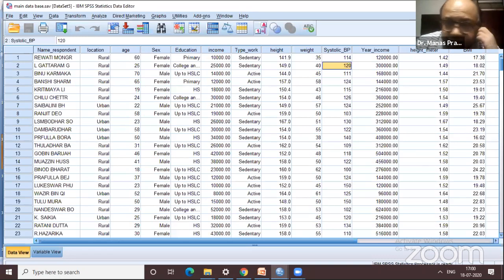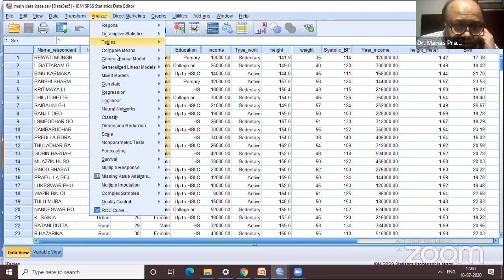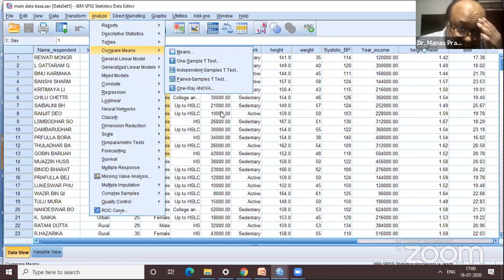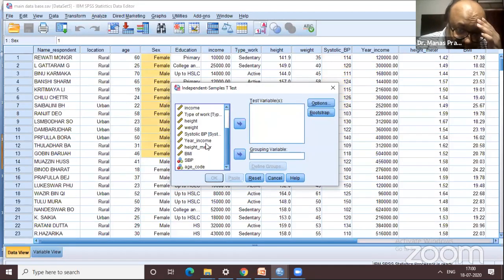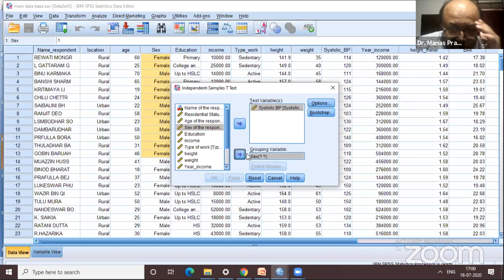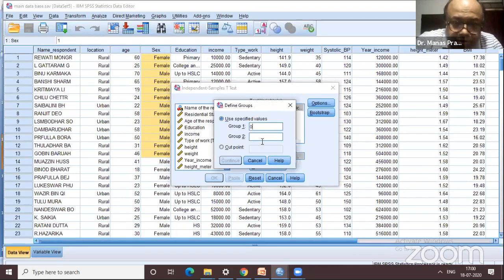So I have set the values. This is the systolic blood pressure, and this is the coding variable, male and female. Okay, this is already there. Go to Analyze, go to Compare Means, Independent Samples T-Test. Put systolic blood pressure, then the grouping variable. Sex is the grouping variable. We have to define the groups: male is 0, female is 1. So 0, 1. Continue.